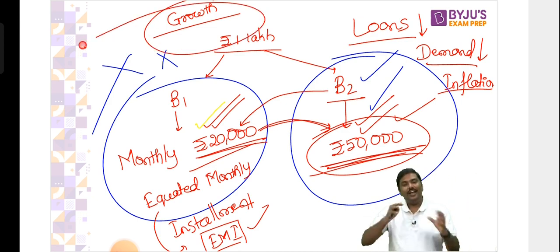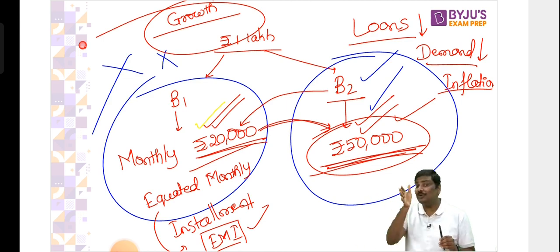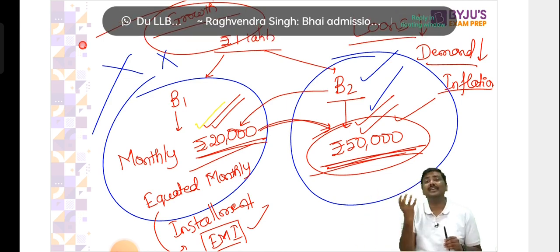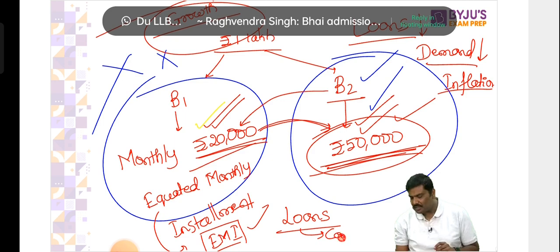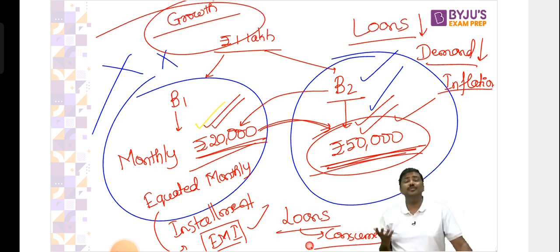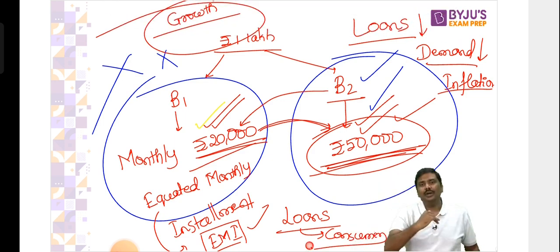So understand the logic here. RBI can use this tool to ask the banks to change their consumer credit. Consumer credit means what kind of loans are we giving for consumers? Who are consumers here? I am a consumer. You are a consumer. Your parents are consumers.